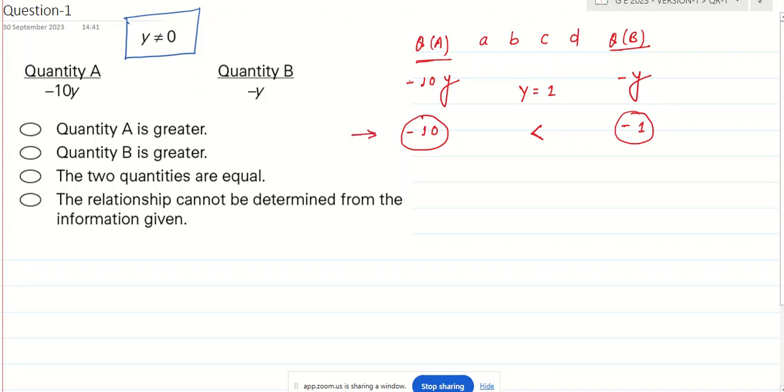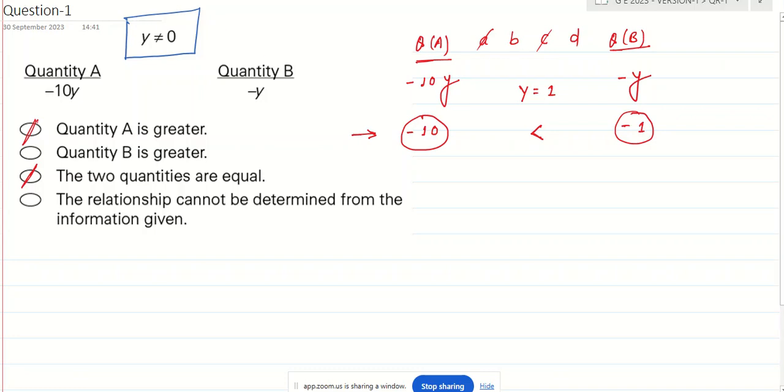Based on this, option A is gone, option C is gone. Quantity A is gone. This is also gone. Correct, no? Now remember, you must assume at least 3 times and compare. Because y could be any number, no? It's not given that y equals 1 only. For every value of y, you have to compare which is greater. Understood?